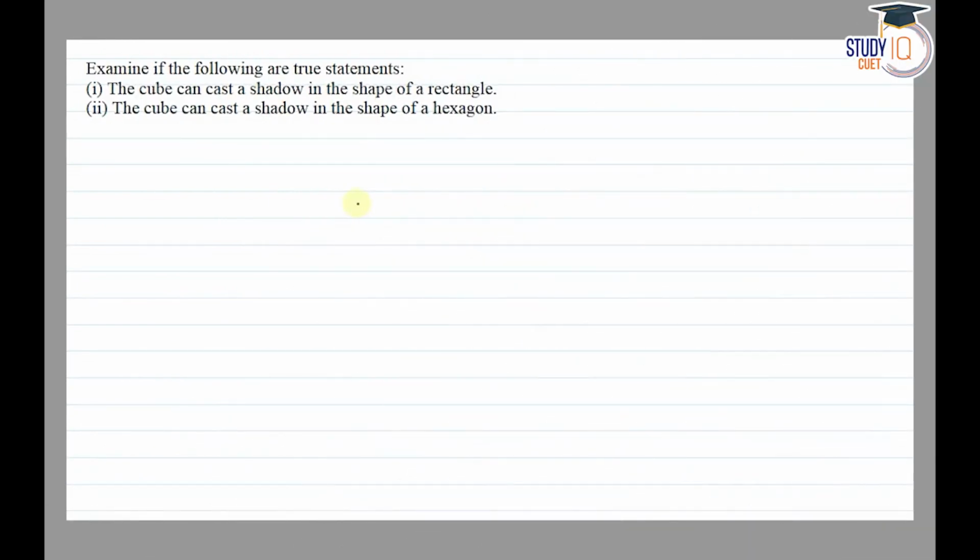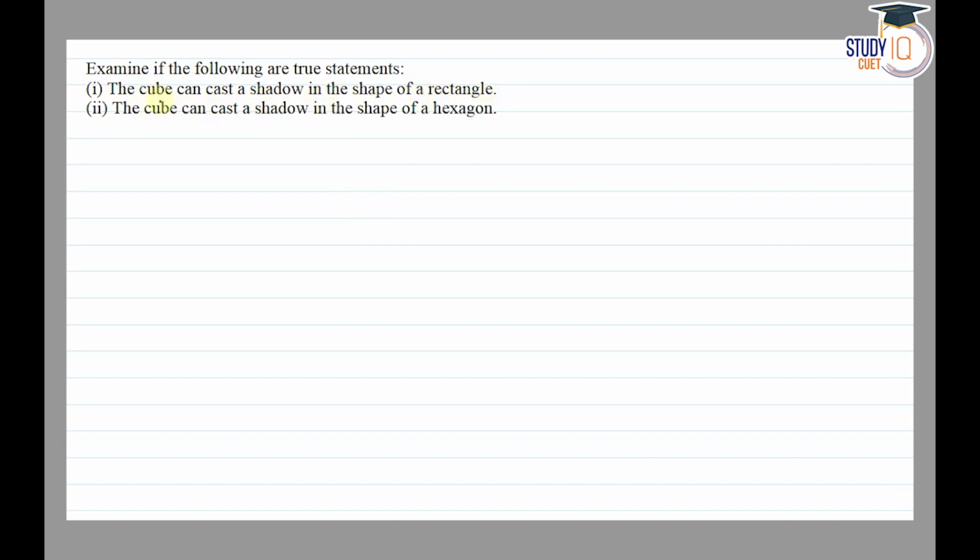Hello everyone. This question appears in the class 7th NCERT chapter of Visualizing Solid Shapes. This is the third question of its exercise 15.4. The question says: examine if the following are true statements. First, the cube can cast a shadow in the shape of a rectangle.